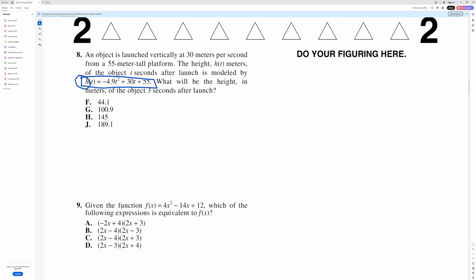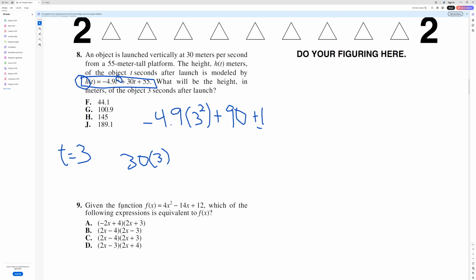3 seconds. So t is time, so t is equal to 3, and we simply substitute. So it's negative 4.9 times 3 to the second power plus 30t, which is 30 times 3. All right, so plus 90 plus 55. So this is 145 right here. I'm going to write it backwards. That inside is 9 times negative, let's calculate negative 5. And multiplication on parentheses first.